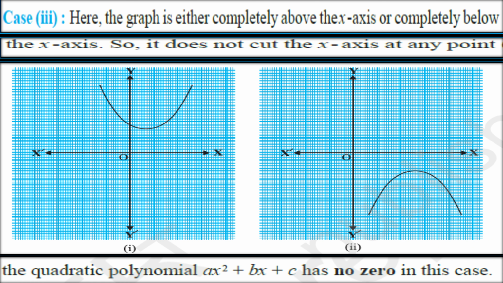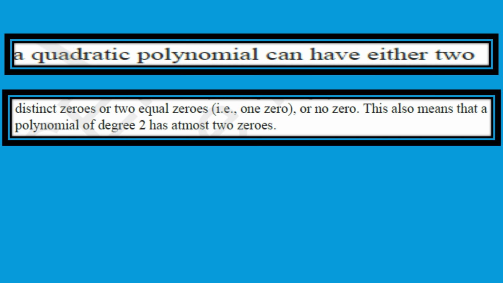Here the graph is either completely above the x-axis or completely below the x-axis. So it does not cut the x-axis at any point. That means it is not touching the x-axis. Can you see that? This graph and this graph. So how many zeros does the quadratic polynomial have here? There will be no zero in this case. Hope this is clear. So it does not cut the x-axis at any point, and the quadratic polynomial has no zero in this case. Hope, students, this point is clear to you.